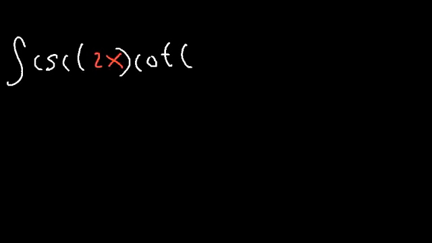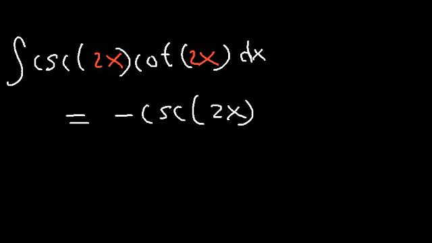So what is the antiderivative of, let's say, cosecant 2x cotangent 2x? The derivative of cosecant is negative cosecant cotan. So the antiderivative of positive cosecant cotan is negative cosecant 2x plus c, and also divided by 2.